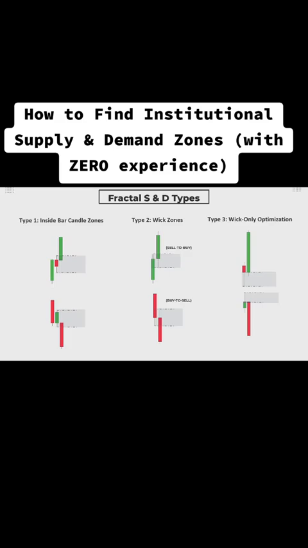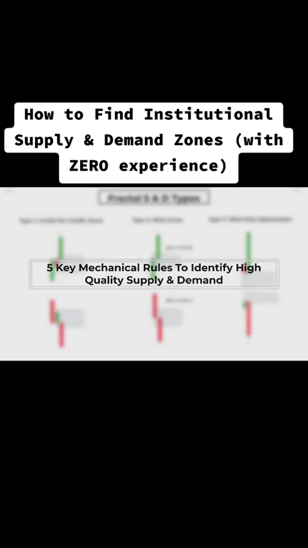And to find those, we need clear, mechanical rules. So before you start marking every base or breakout as a supply or demand zone, let's break down the exact rules that separate the fake-out zones from the ones that actually move the market.